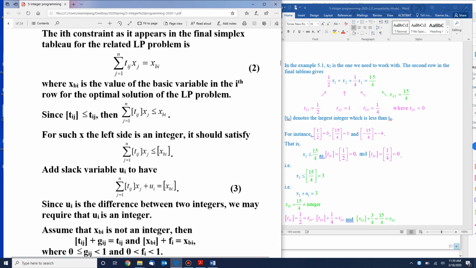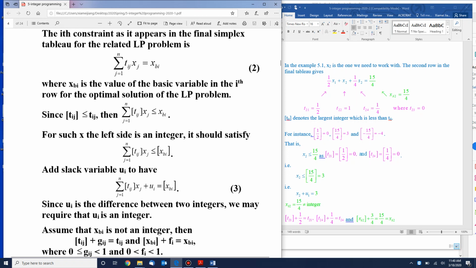And then you could see that because it's on second, this is the second constraint. So i equals 2, and the coefficient before x1 is t21. So t21 equals half, and t22 equals 1. There's no s1, so t23 equals 0, and t24 equals 1/4, and xb2 equals 15 over 4.